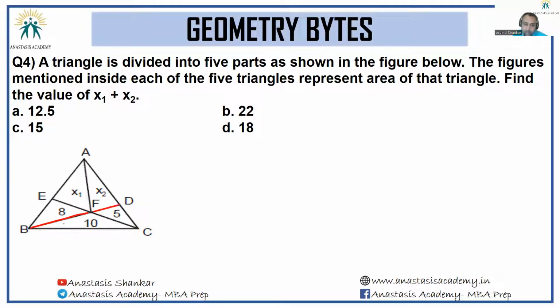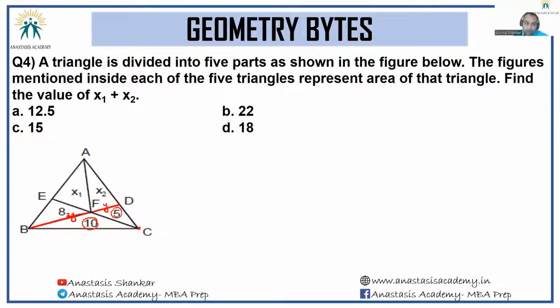Look at this. Look at triangle BDC. C is the topmost point. So altitude for DFC and BFC is the same. It is just that their bases are different, because of which you are getting area 5 and area 10. So if this was Y, this base here will be 2Y.